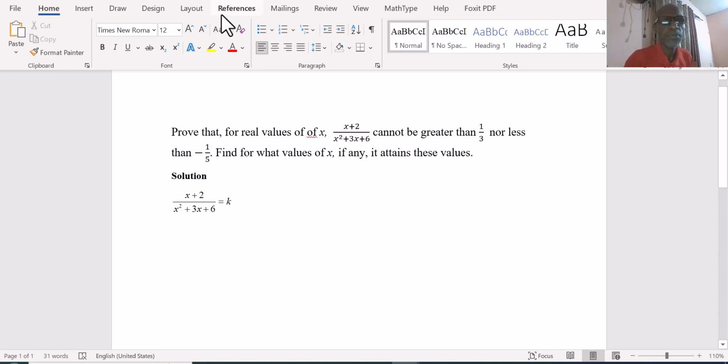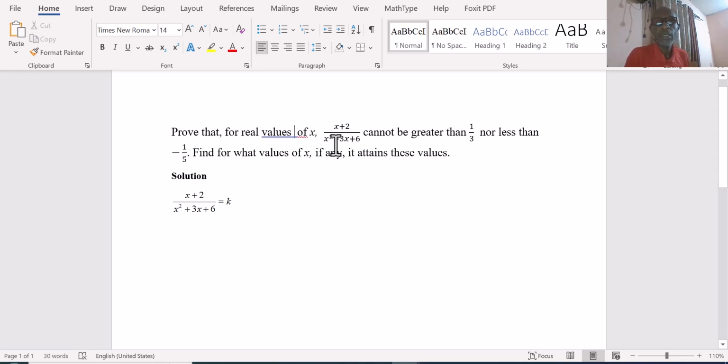So this problem is a quadratic equation problem, and it says: prove that for real values of x, (x + 2)/(x² + 3x + 6) cannot be greater than 1/3 nor less than −1/5. For what values of x, if any, does it attain these values? So let's start and see how we go about solving this problem.